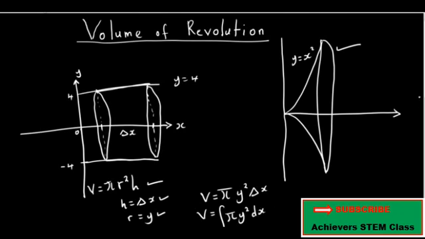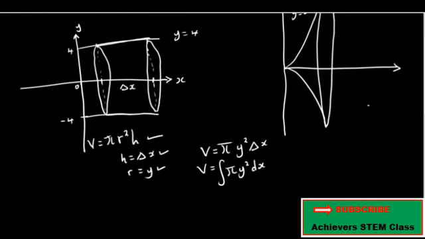it will simply be equal to the integral of pi y squared delta x. So in a nutshell, this is the formula that we use in calculating the volume of any given line that makes a 360 degree revolution.